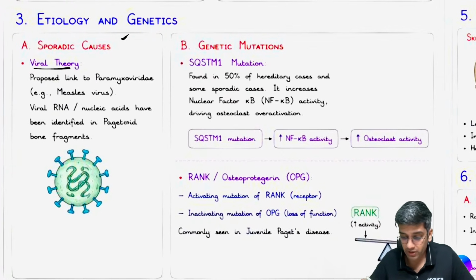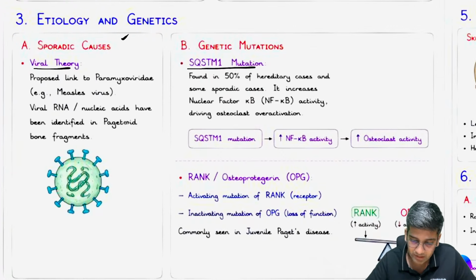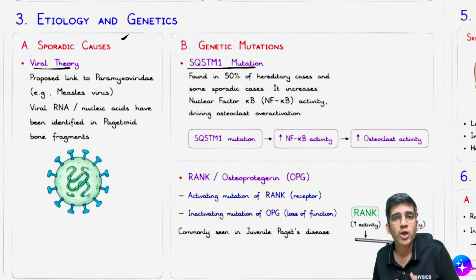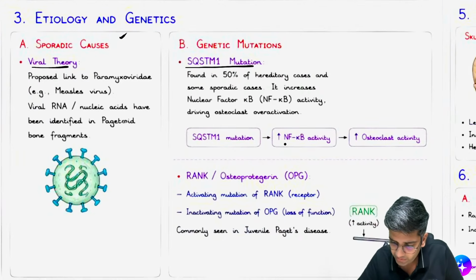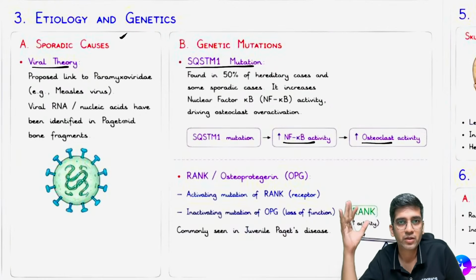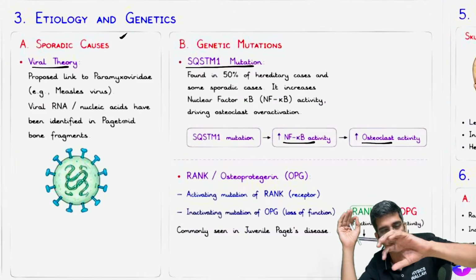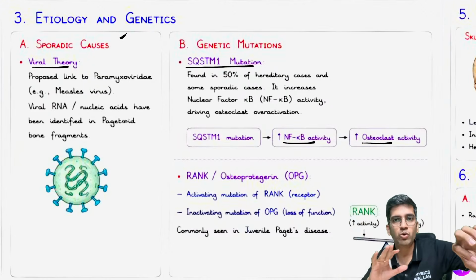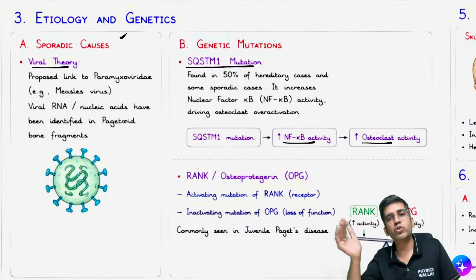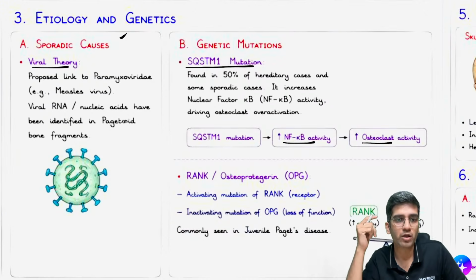But we have genetic mutation. Remember them. SQSTM1 is a very common mutation seen in close to 50% of hereditary Paget's. What they do is they increase the nuclear factor kappa B function. So it increases the osteoclast activity like anything. So normally osteoclast resorbs the bone, osteoblast should lay the bone. Because of this mutation, osteoclast will not stop. It will keep on removing the bone uncontrollably. That's one problem here, right?